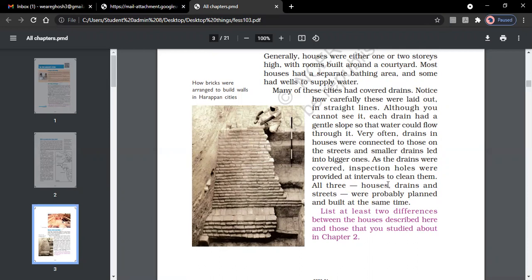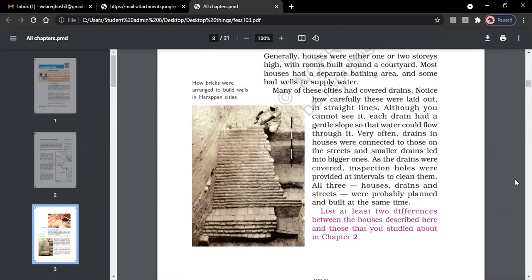That line is: all three, houses, drains and streets, were probably planned and built at the same time. Justify your answer. Again, I repeat, you can underline this line. The answer will be the same: the drainage system paragraph is your answer for both questions. So carefully mark this line. You can get this line, or straightforward questions like describe the drainage system.